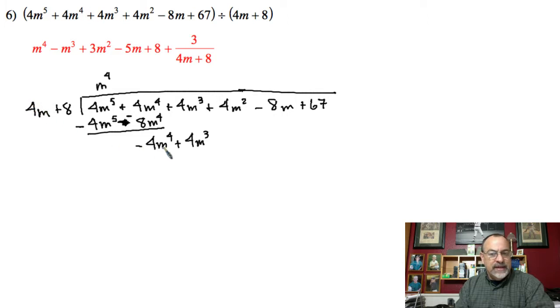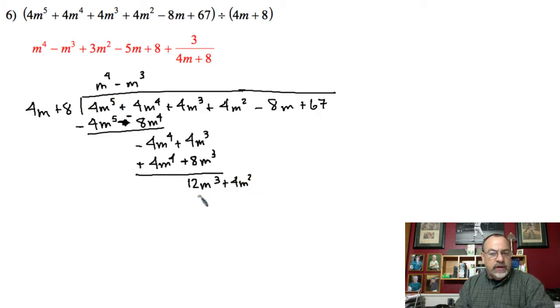Now, 4m into negative 4m to the 4th is negative 4m cubed. That's not right. I don't need a 4. I already have a 4m. So that's going to be just a negative m cubed. Negative m cubed times 4m is negative 4m to the 4th. Negative m cubed times 8 is a negative 8m cubed. So then remember to change the sign of both and add. So that's 0, and this is 12m cubed. And then I'm going to bring down a 4m squared.